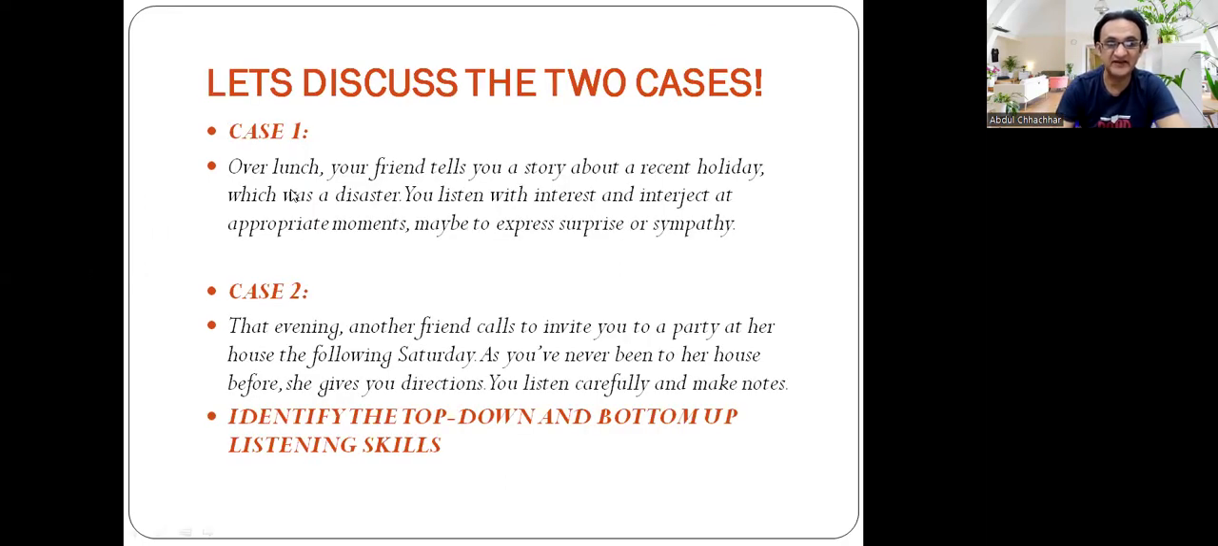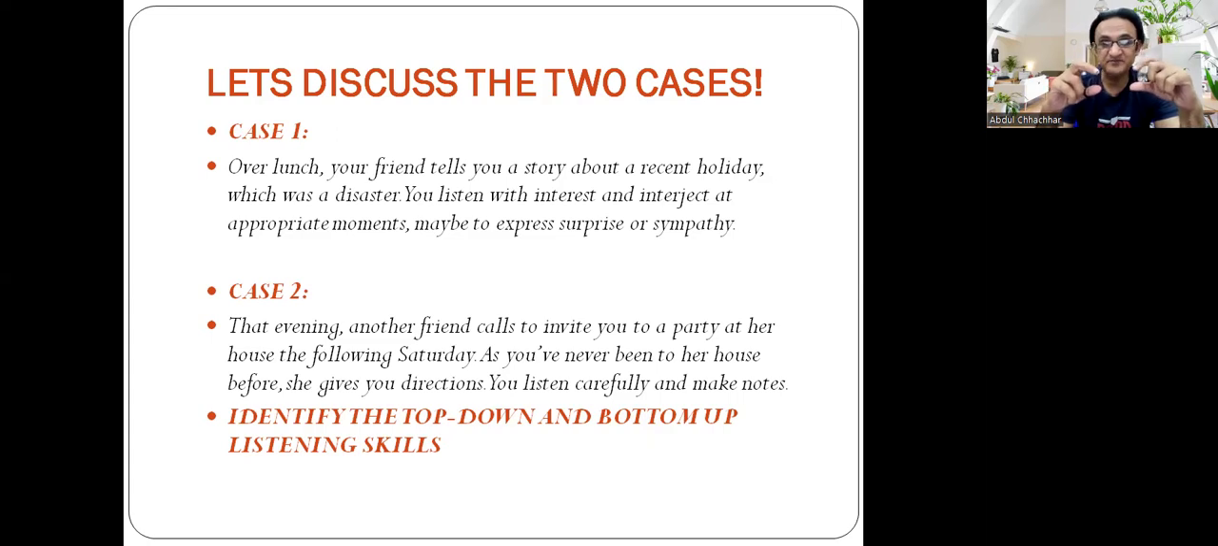We have two cases over here. In one case, your friend is going to explain to you the story about the holiday. And in the second case, it is talking about an invitation. Your friend is going to invite you, and your listening purpose is the address. You are going to write the address. Now, two cases we have. In both cases we are listening. In the first case we are listening to the story. In the second case we are listening to the address. Now see what we do in both cases.